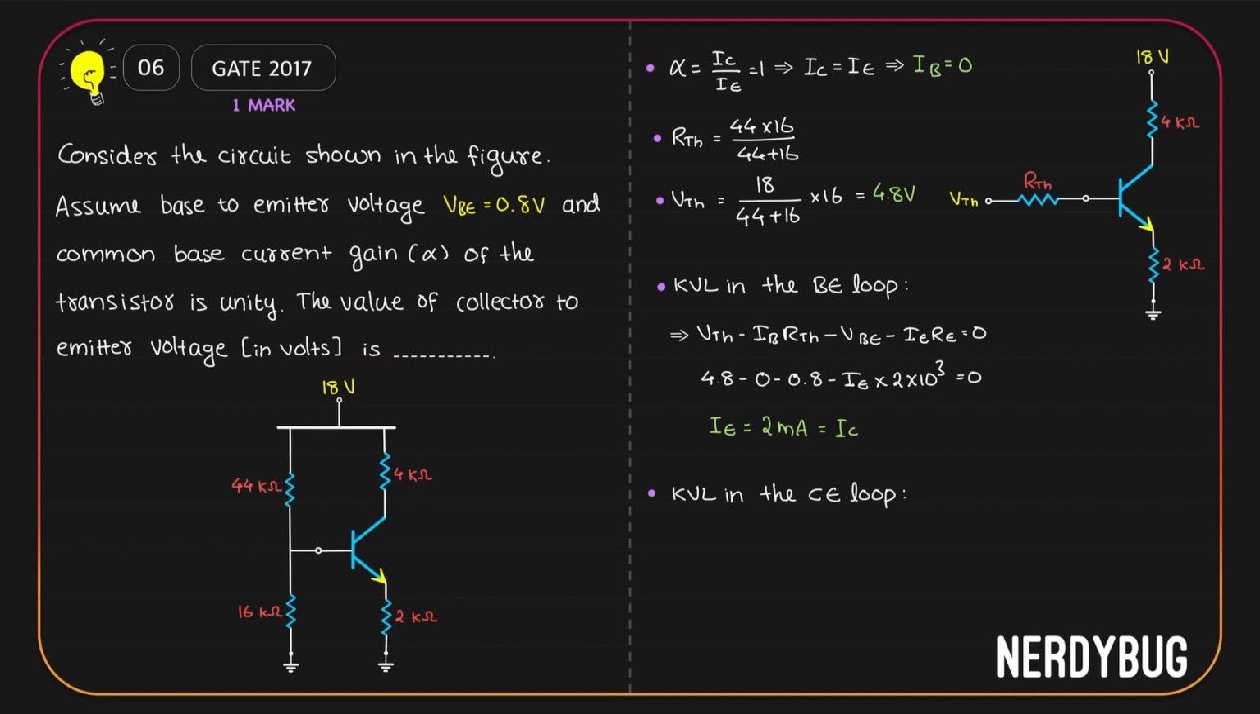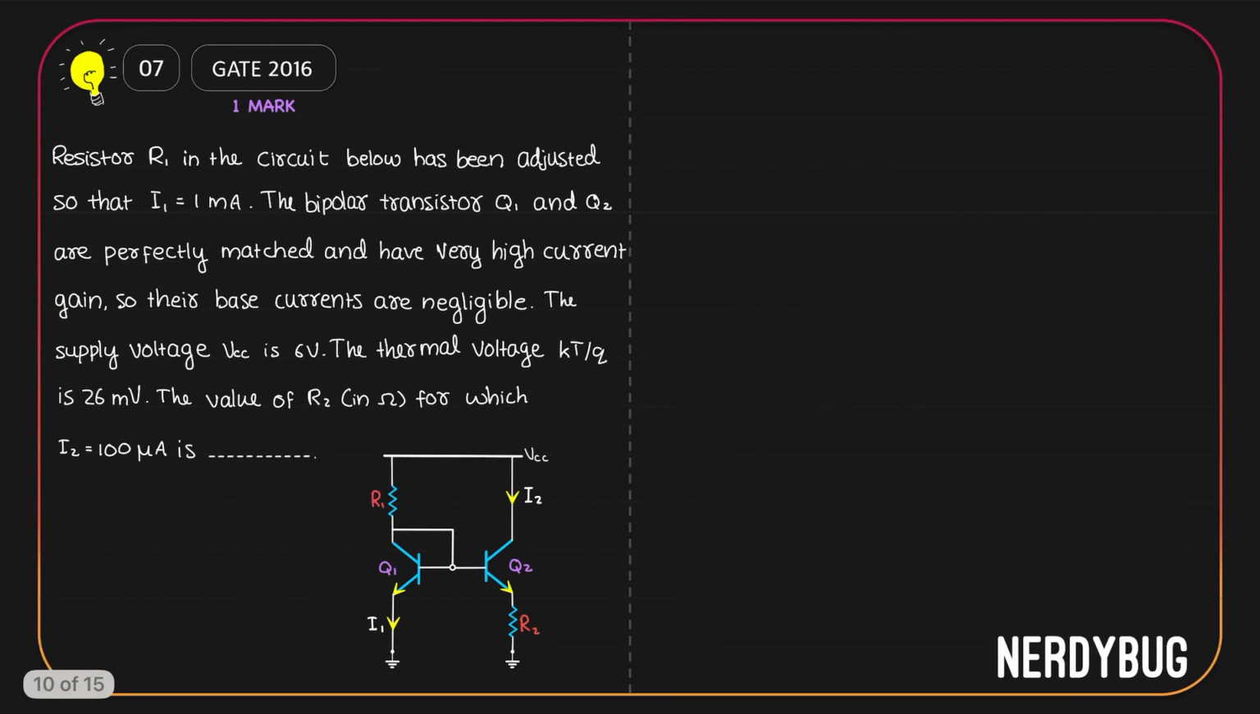So VCE will be VCC minus IC RC minus IE RE. We have all the values. VCC is 18 volt, IC is 2 milliampere, RC is 4 kilo ohm, IE is also 2 milliampere, RE is 2 kilo ohm. So by substituting the values, we see that VCE is 6 volt. So the final answer is 6. Let us see the next problem.